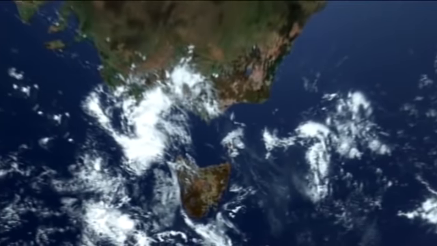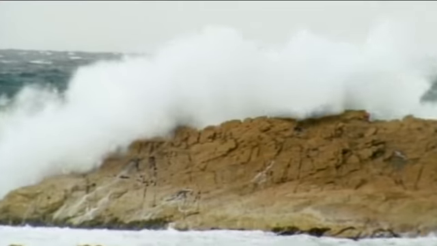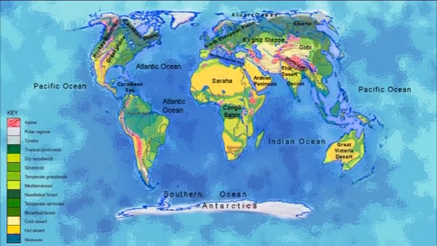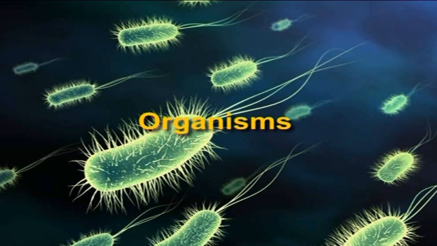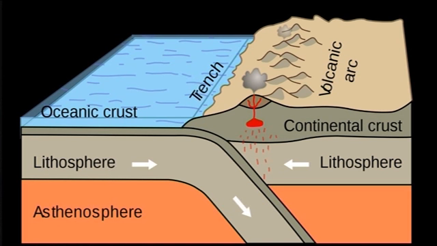Historical biogeography addresses how historical geological, climatic, and ecological conditions influenced the current distribution of species. As part of historical biogeography, researchers had been evaluating the geographical and evolutionary relationships of organisms years before. Two developments during the 1960s and 1970s were particularly important in laying the groundwork for modern phylogeography. The first was the spread of cladistic thought, and the second was the development of plate tectonic theories.